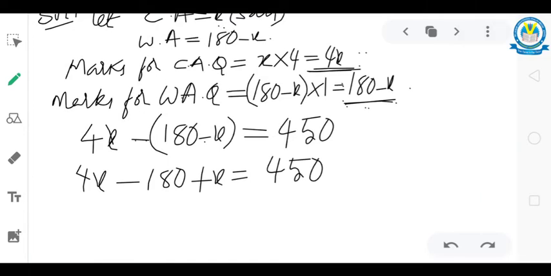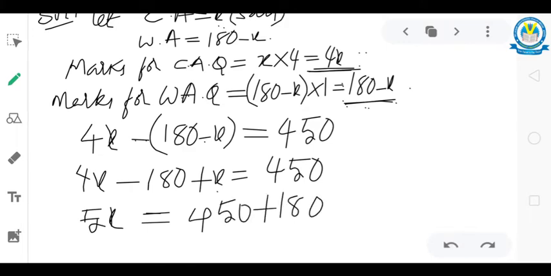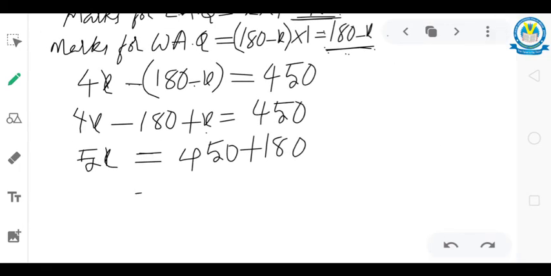Here plus 4x plus x: 1 plus 4, 5x, because both are positive signs. Here it is the negative integer. After moving to this side, it will be a positive integer. So 450 plus 180, that equals 630.